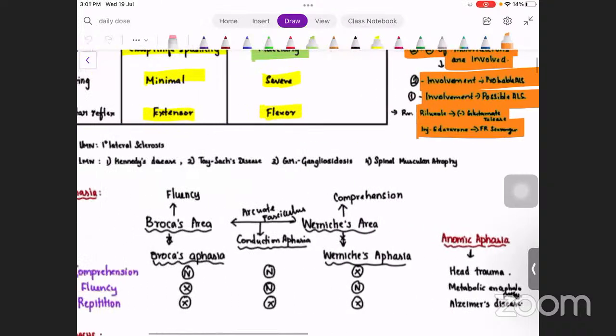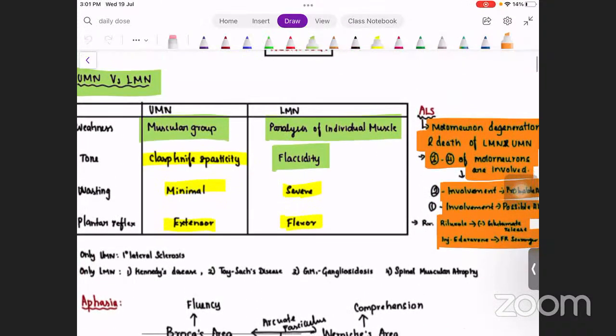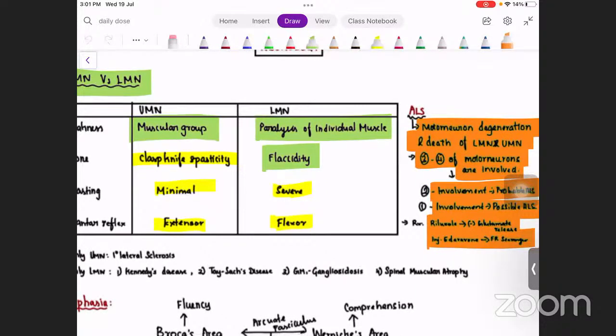Nowadays, a lot of researchers are working on ALS to make life more comfortable for ALS patients. But so far, what are the things for the FMG you have to know? Motor neuron degeneration, upper and lower motor neurons are involved. Riluzole is the treatment of choice, or edaravone. Riluzole inhibits glutamate release, while edaravone is a free radical scavenger, people.